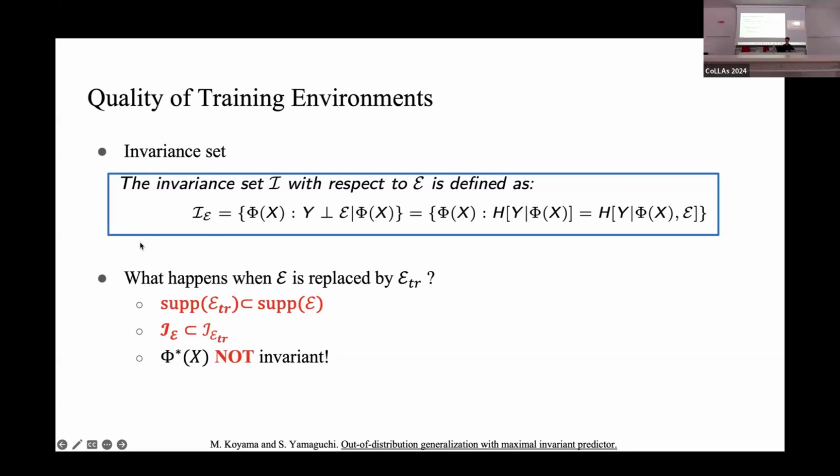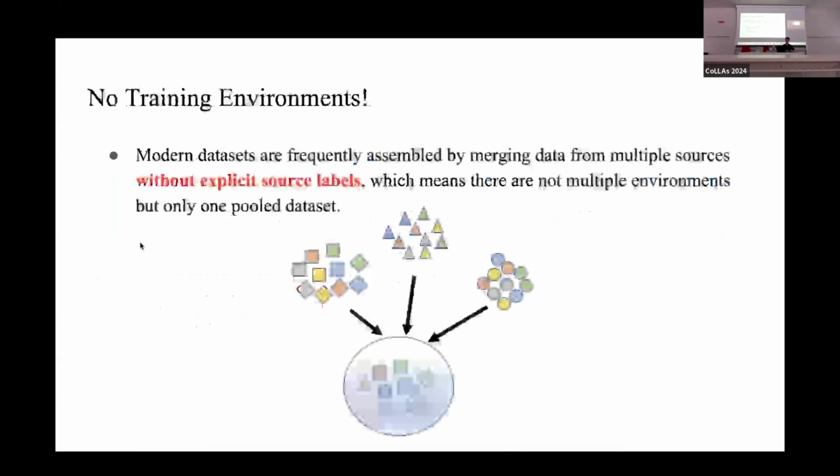Then, if we find the maximal invariant predictor from that set, it is actually not invariant. It may contain some spurious features or something else, because the quality of our training environments is not good. For example, if all of the environments in our training set are exactly the same, then we cannot obtain any kind of invariance. An even more severe problem is that in most cases there are no training environments, because modern datasets are frequently assembled by merging data from different sources without explicit source labels.